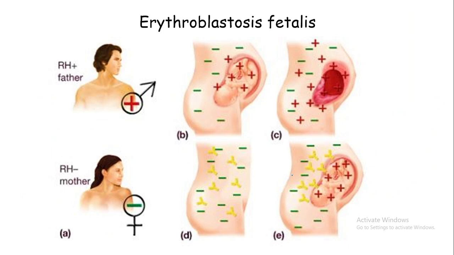Another example here. RH positive father, mother is negative, baby is positive. That liberates RH antigens into the mother's body. In the second pregnancy, she has the yellow ones, which are the antibodies for RH, which will act on the second baby, resulting in no formation of the fetus.